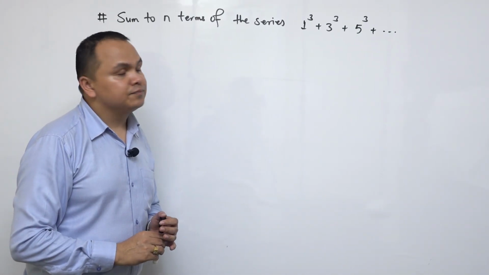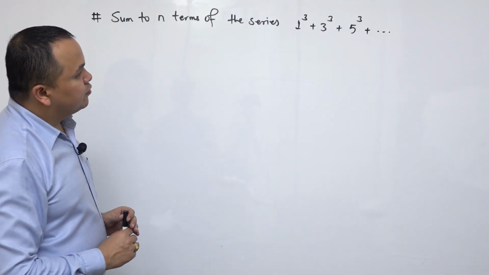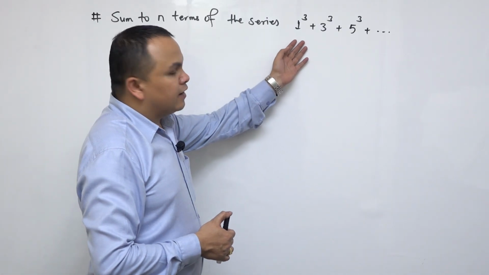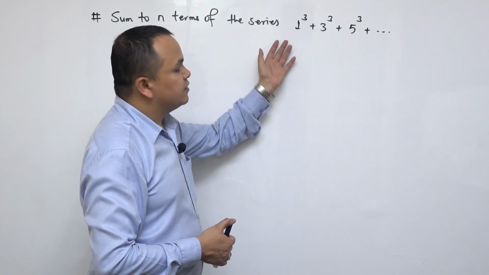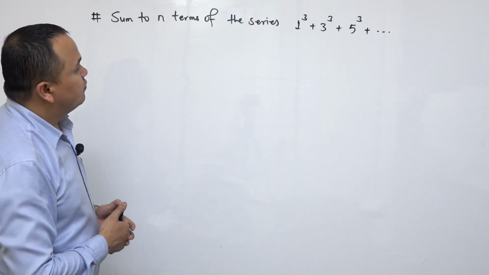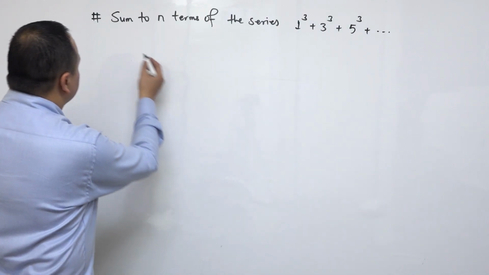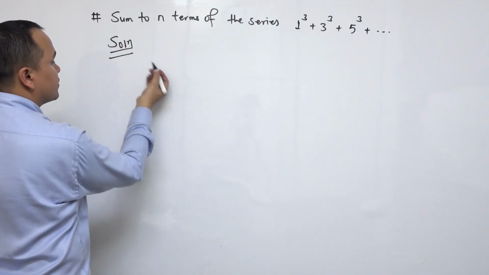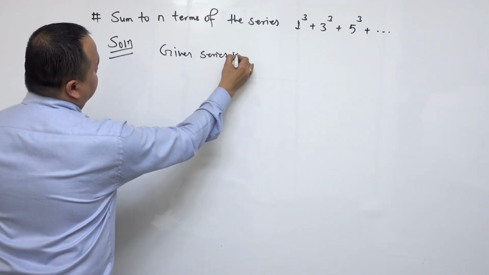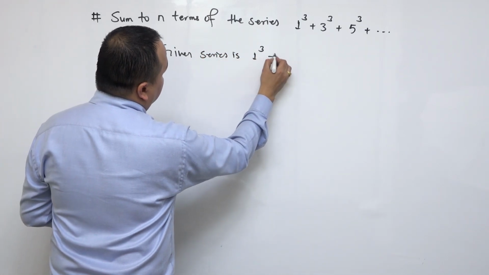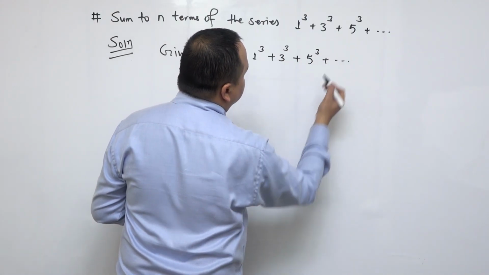We have another example, sum to n terms of the series. In a similar way, you can find the sum of first n terms of given series. For this, first we have to find its general term Tn. So solution, given series is 1 cube, 3 cube, 5 cube plus and so on.